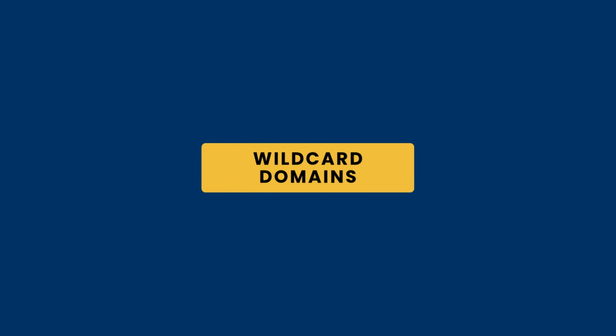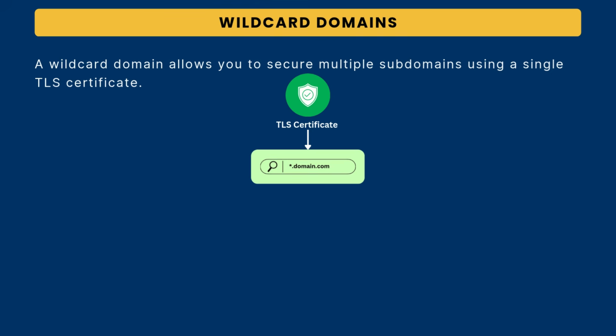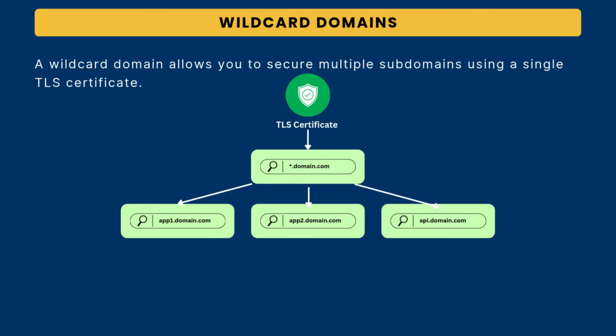Now let's understand what are wildcard domains. A wildcard domain allows you to secure multiple subdomains using a single TLS certificate. For example, suppose we are using a wildcard domain in TLS configuration. A wildcard domain is written something like *.domain.com, and it allows a single TLS certificate to secure all subdomains under that domain.